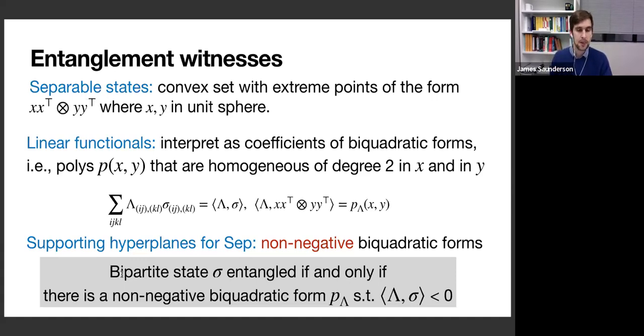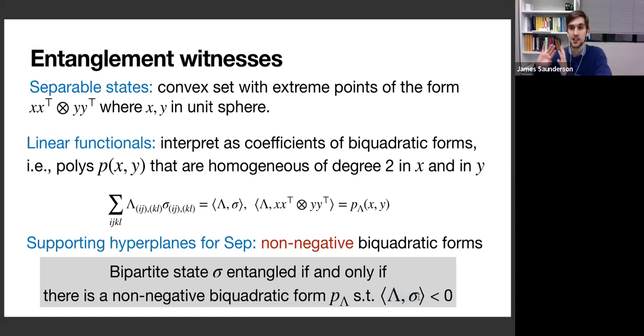So in principle, if you give me some state, some big density matrix, I could decide whether it's entangled or not by searching to see if there's a biquadratic form, whose coefficient matrix, suitably rearranged, has negative inner product with my state.